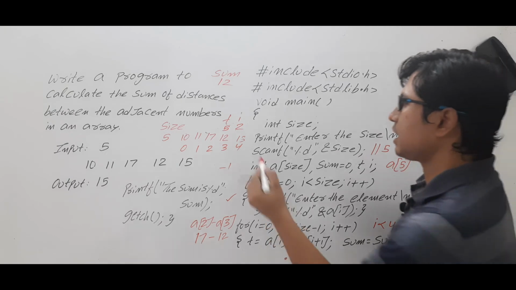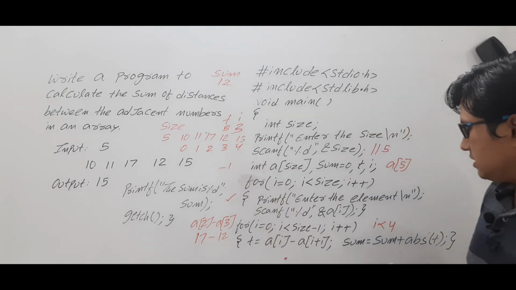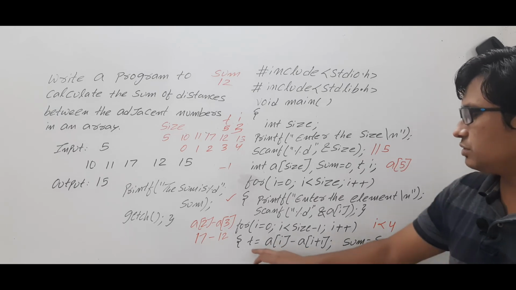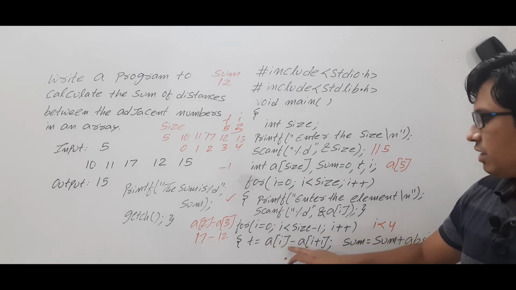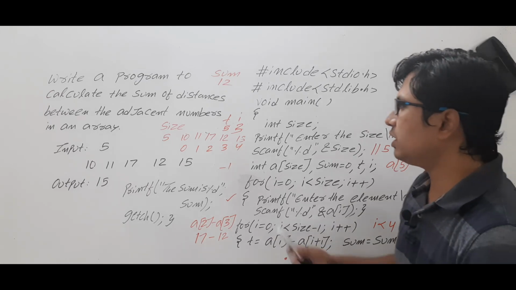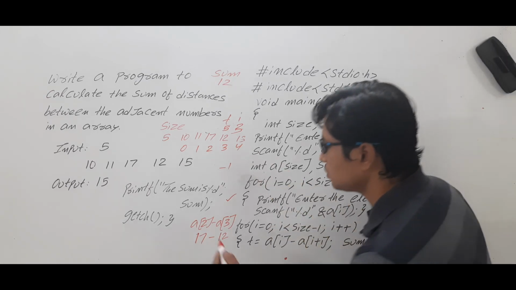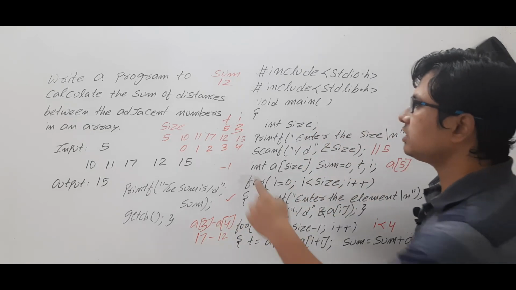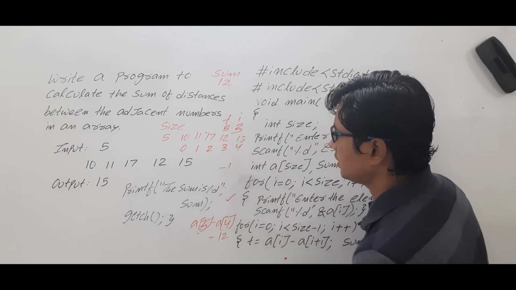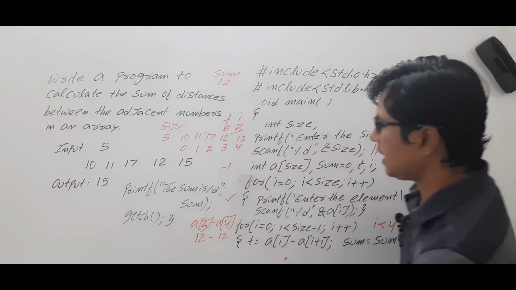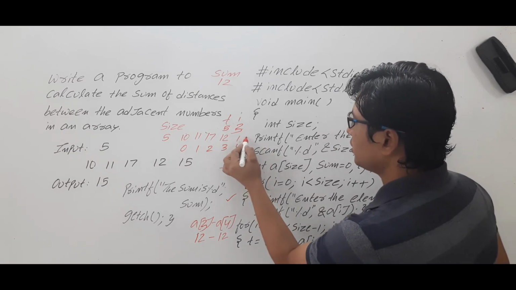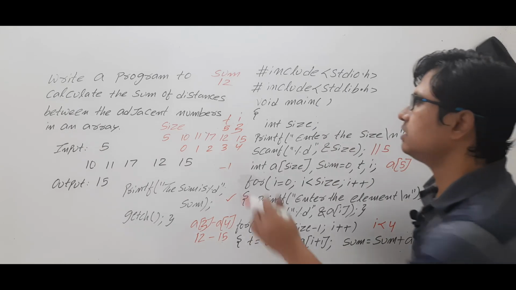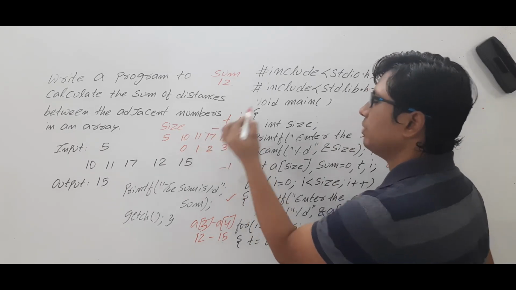Now I plus plus, I value will become 3. 3 is less than 4. Yes, the condition is true. If this condition is true, again you will execute the statements. T is equal to a of I minus a of I plus 1. What is a of I? I is 3. So a of 3 minus a of 4. A of 3 is how much? 12. Okay, 12, and a of 4 is 15. Okay, is it clear? So 12 minus 15 is how much? Minus 3. Now t you got minus 3.